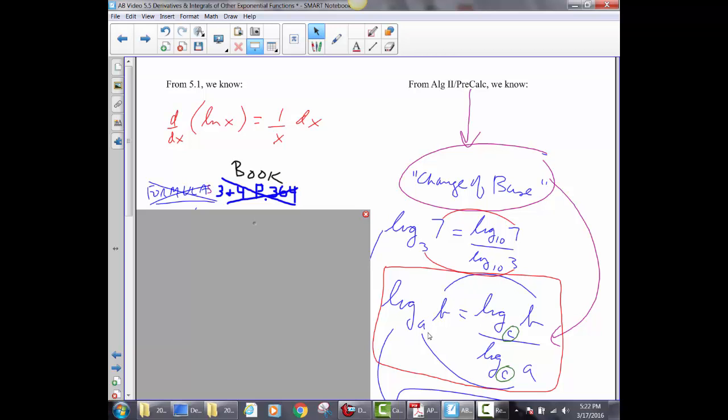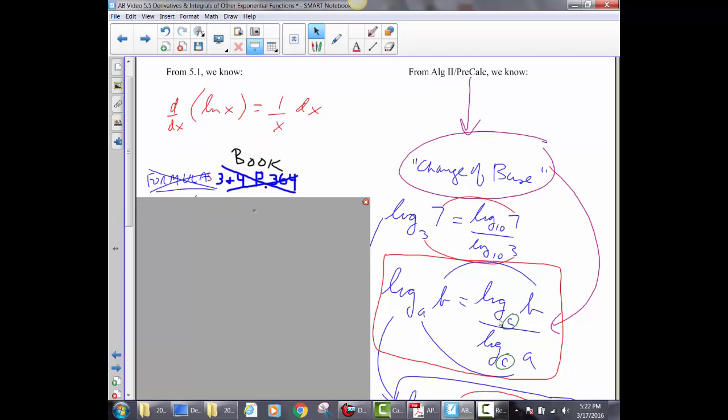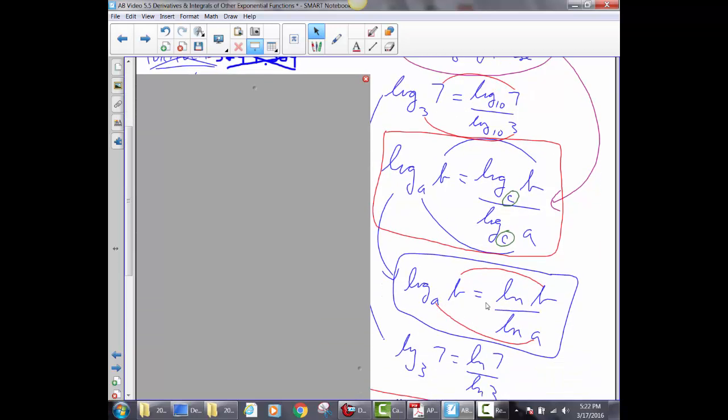The change of base formula says if you have a logarithm in base A and you would like to change it into base C, then log base A of B is log base C of B over log base C of A. Basically, what's on top stays on the top, what's on the bottom stays on the bottom. So for example, log base 3 of 7, if you wanted to change it to base 10, would be log base 10 of 7 over log base 10 of 3. If you wanted to change it to ln, it would be ln of b over ln of a, etc.